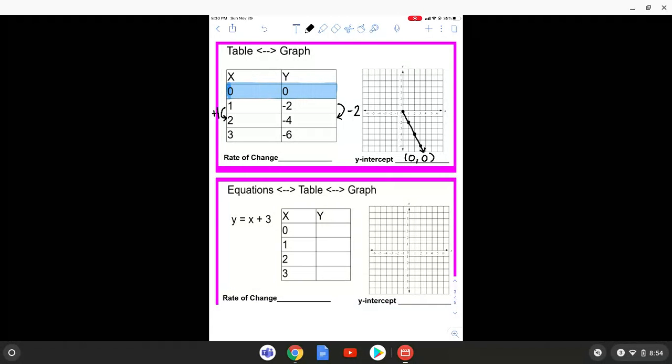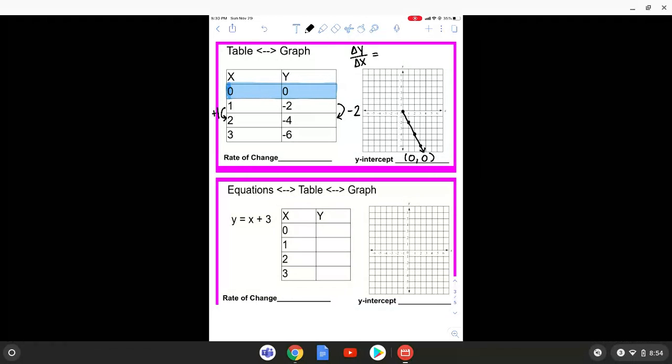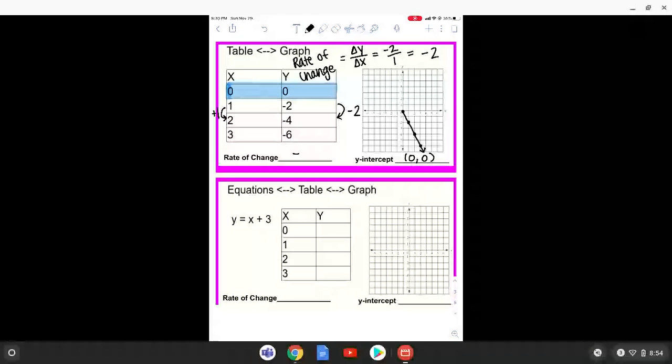So I see with y, I'm subtracting 2 every time, and for x, I'm adding 1. So remember that triangle y, or the delta y over the delta x, change in y over the change in x. Our change in y is a decrease of 2 each time, and our change in x is an increase of 1. So I have -2 over 1. So my rate of change, or my slope, would be -2.